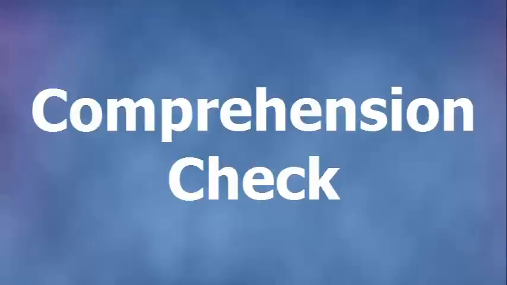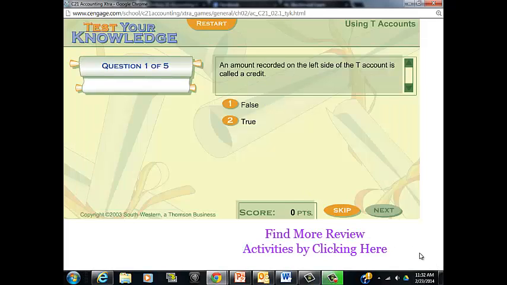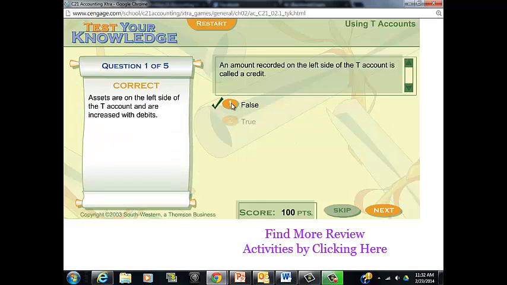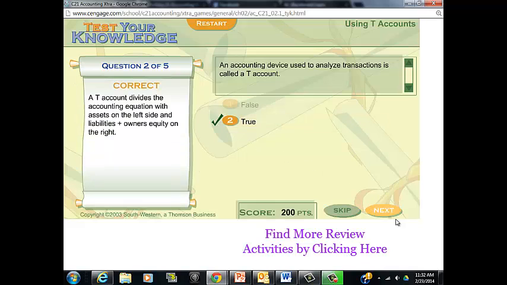Let's do a little review. Test your knowledge. Select true or false. An amount recorded on the left side of a T account is called a credit. False. It would be a debit. An accounting device used to analyze transactions is called a T account. True.